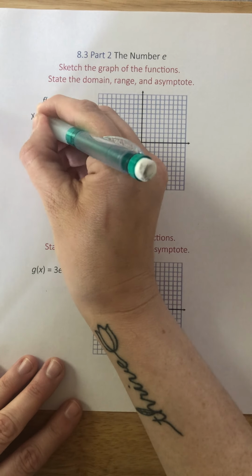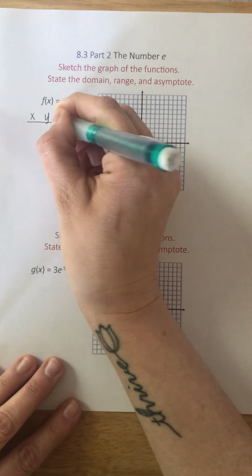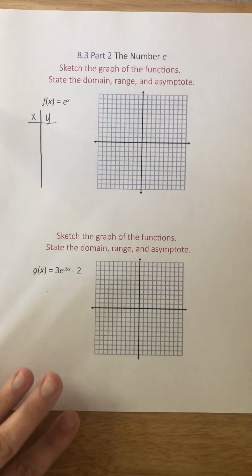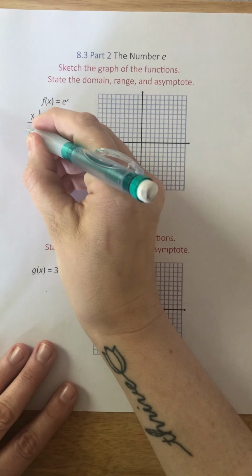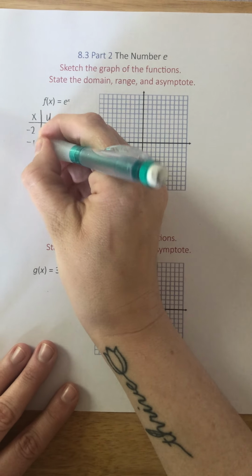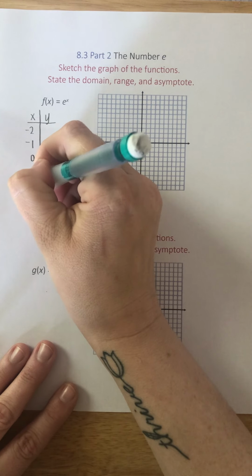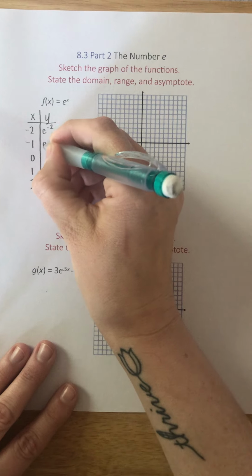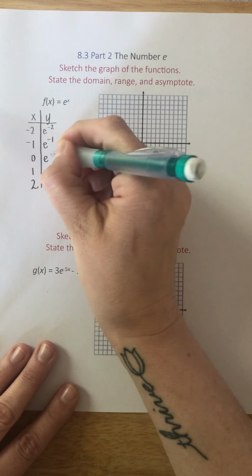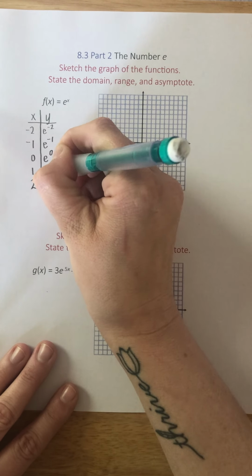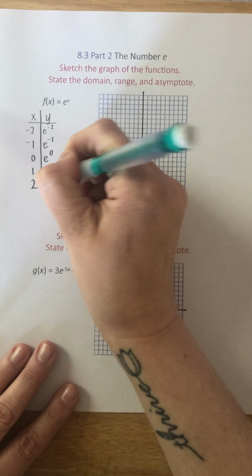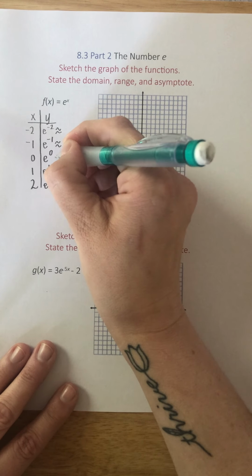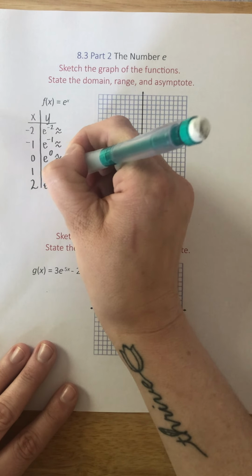So I'm going to start by creating a table of values. Remember, f of x is the same thing as y. So I'm just going to put x and y. And I'm going to pick numbers -2, -1, 0, 1, and 2. And so I'm going to have e to the -2, e to the -1, e to the 0, e to the 1, and e to the 2. And then here's where we're going to need a calculator because we need to figure out what those values are so we can graph them.